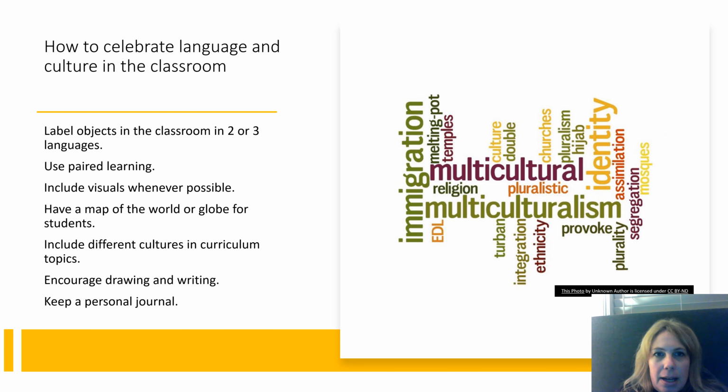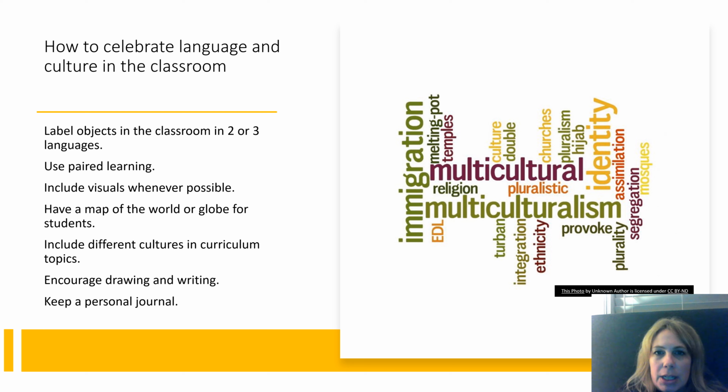My next slide is how to celebrate language and culture in the classroom. These are some ideas that I thought were pretty good that you could do for any classroom, even as young as pre-K or kindergarten. Label objects in the classroom in 2 or 3 languages, and that's anything from chair, table, light, lamp, just having different labels on the objects is really helpful.